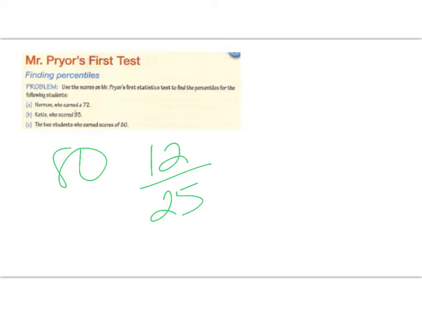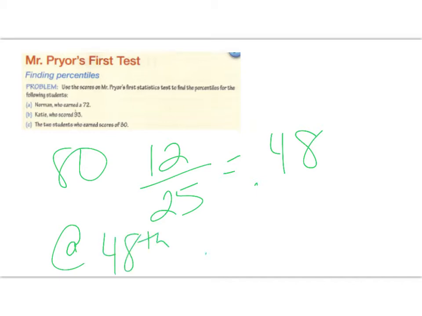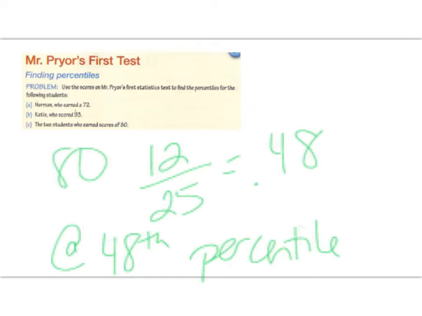So 12 students got lower scores than the 2 students at the 80. So 12 out of 25 gives me my 0.48. So those 2 students are at the 48th percentile. So again, that would be their location in the distribution of this data. 48% of my data points would be lower than their score.